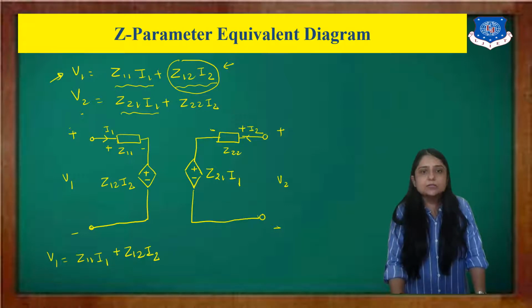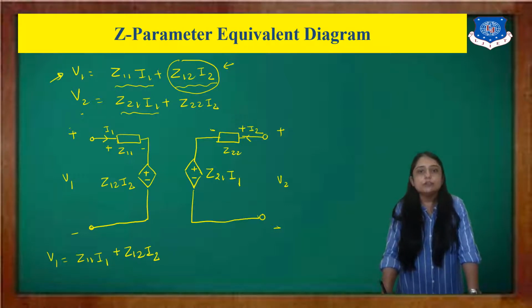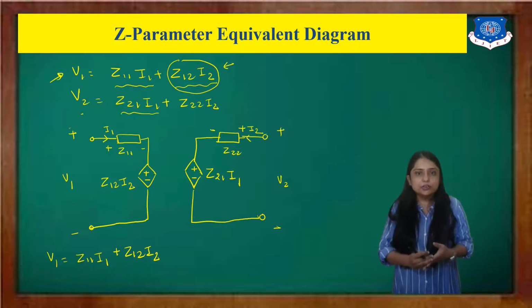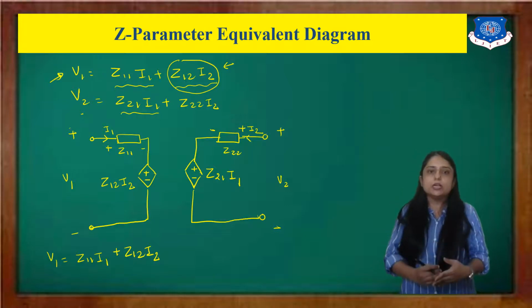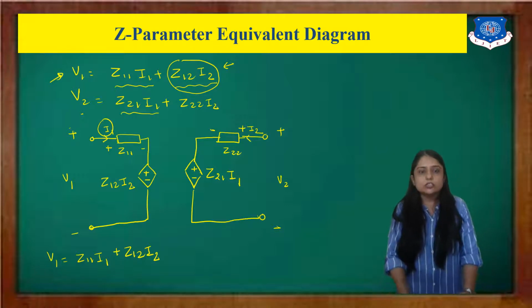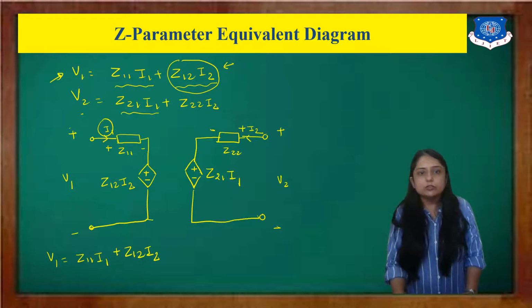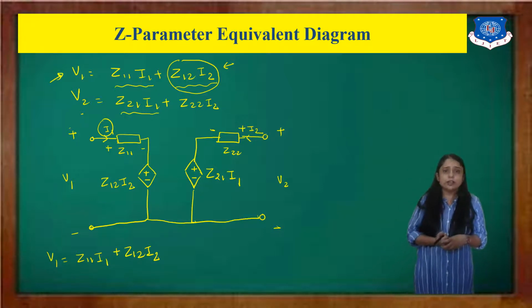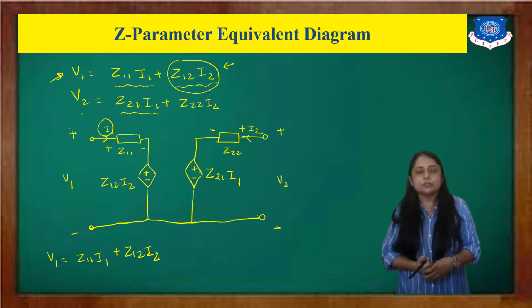If I write minus plus, then my equation will become V2 equal to Z22 into I2 minus Z21 into I1. But instead of minus, I want plus. So here I should write plus and minus. Now this voltage depends upon this current and this voltage depends upon I2. So there is no connection between I1 and I2. So you just make this. So this is the equivalent diagram of Z parameter.